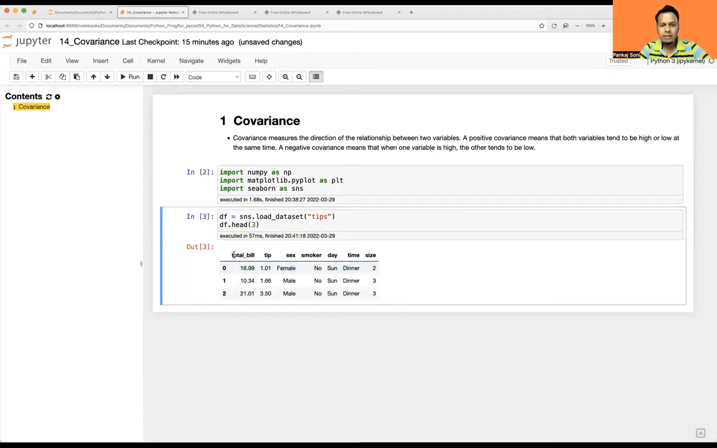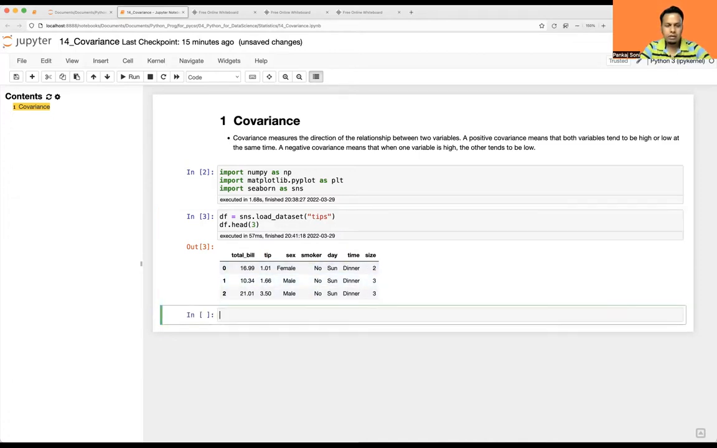Okay, so this has total bill and how much tip is paid to the restaurant, and what is the gender, smoker, date, the time, and size. Okay, so how can you calculate the covariance? Basically, we have df dot cov. That formula is there. So it is going to calculate the correlation between all the numerical values.